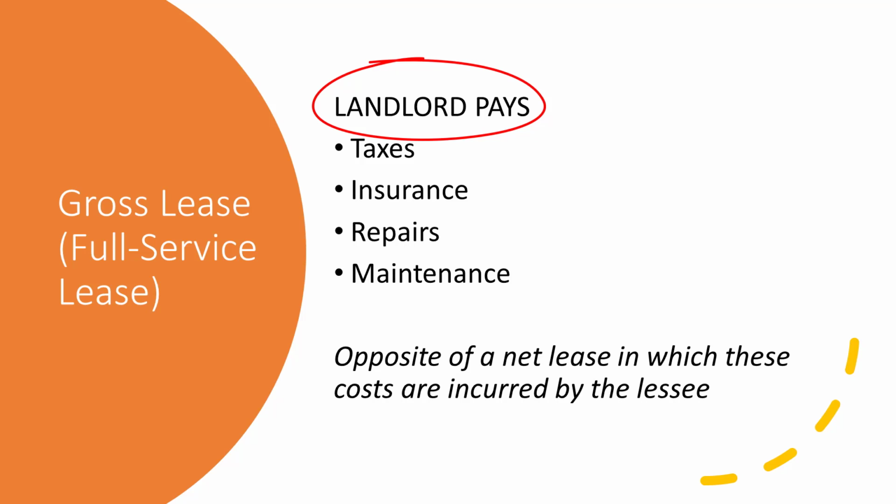Rent levels under a gross lease are higher than under a net lease, since the landlord recoups expense outlays in the form of added rent. Gross leases are common for office and industrial properties. Residential leases are usually gross leases, with the exception that the tenant often pays utility expenses.